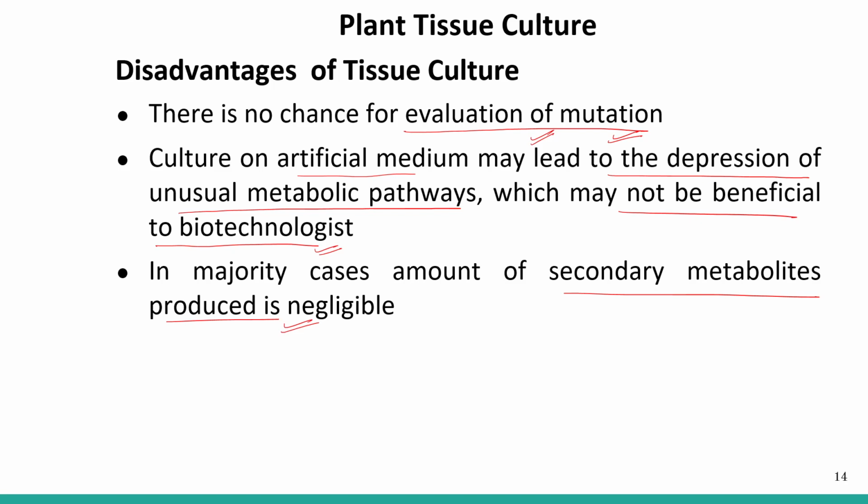right? Culture on the artificial medium. Artificial medium means we are providing a nutrient medium that is made artificially, by man. That is why it is called an artificial medium. It may lead to the expression of unusual metabolic pathways, so some metabolic pathways may come up which are normally not present in the plant. So these are some of the disadvantages of using plant tissue culture. But its advantages are more if we compare them to the disadvantages.